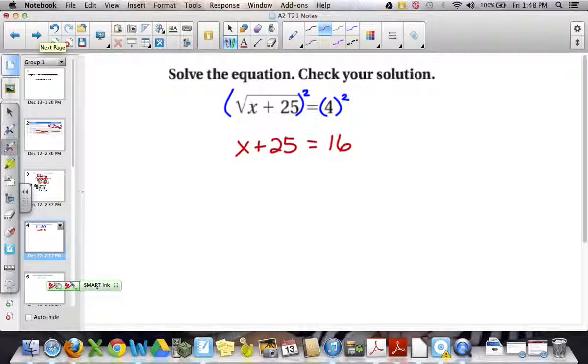Now, this is just a linear equation. So we solve it by undoing each side. So we subtract 25, and we get x equals -9.